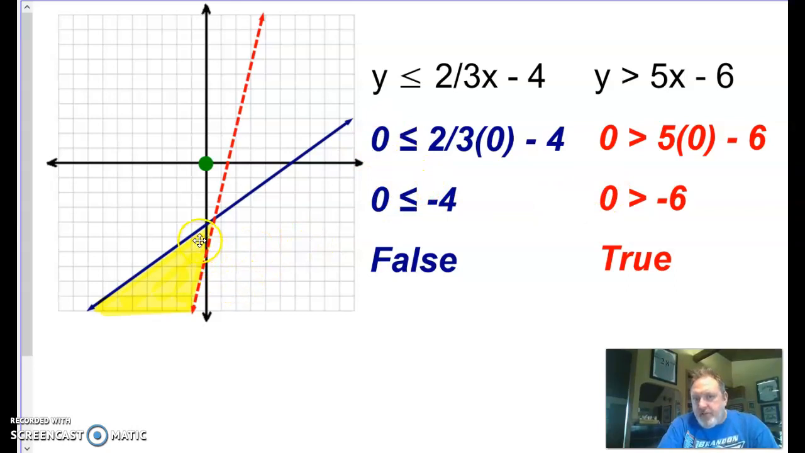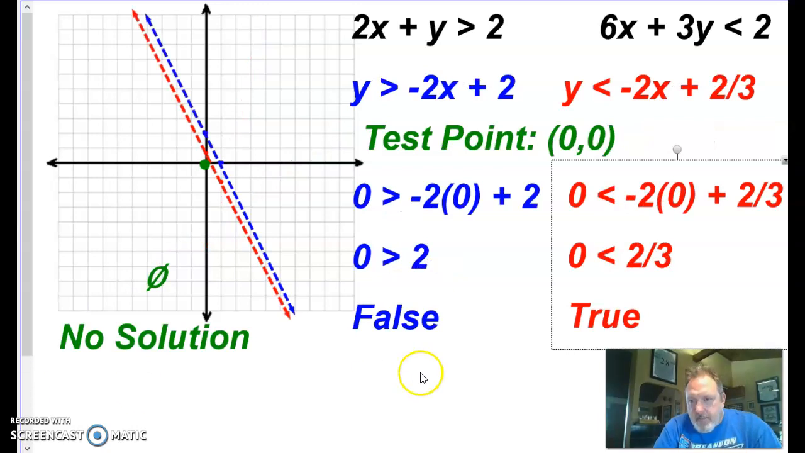So the region that is shading away from the blue line, or away from the test point with the blue line, and towards the test point with the red line is this area right here. This is the solution region that will satisfy both of those inequalities.